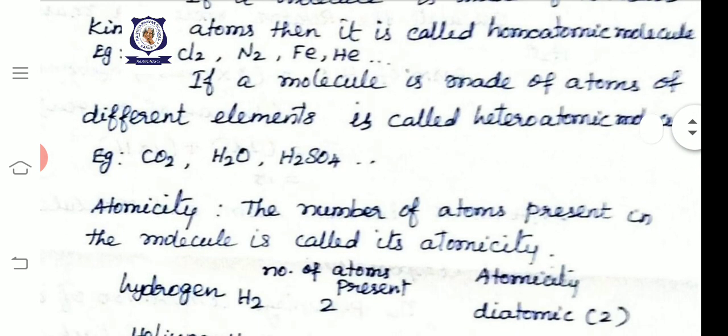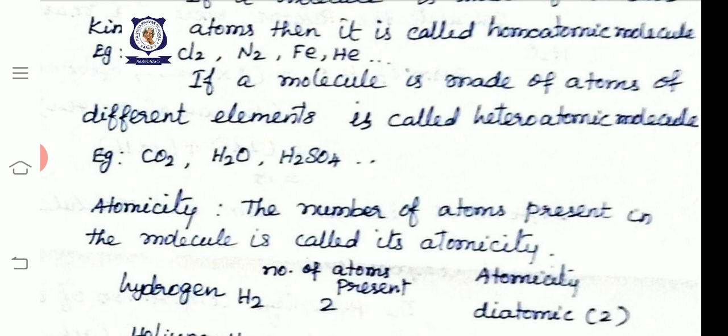Then another term, atomicity. In a molecule there are a number of atoms. That is called atomicity. How can we define it? The number of atoms present in a molecule of an element is called its atomicity. Once again, the number of atoms present in a molecule is called its atomicity.